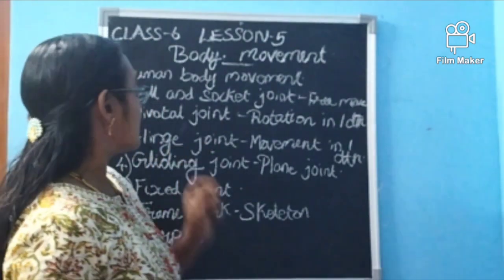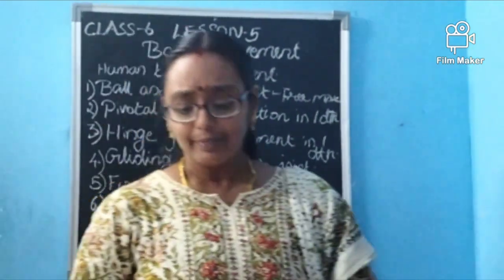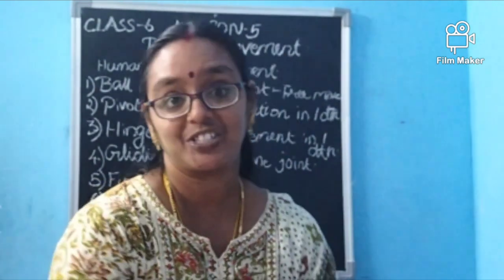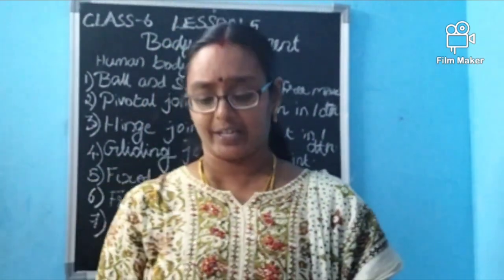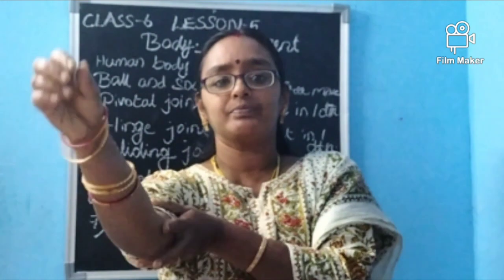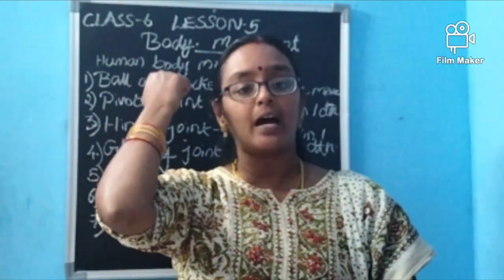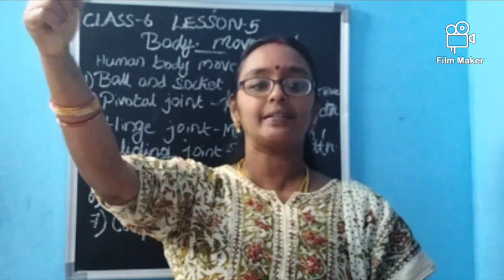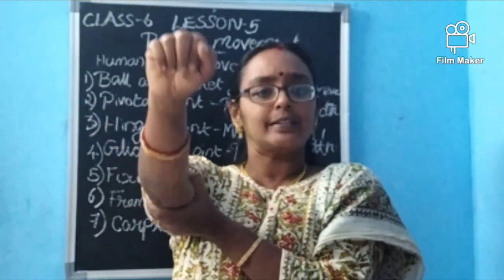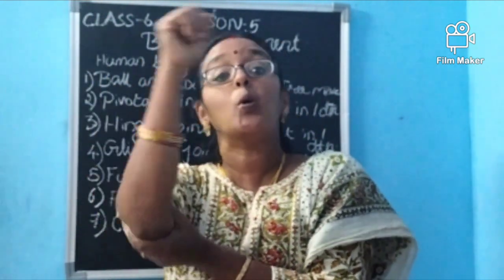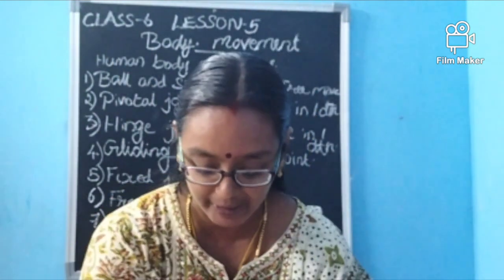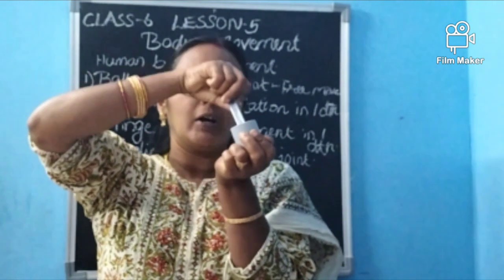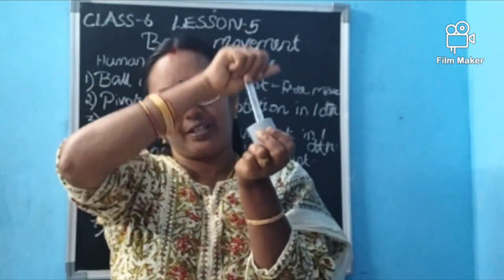And third one is hinge joint. Hinge joint means we are able to move in one direction. For example, here, we can make the hand close, open, and we can move the arm in this direction. That's all. We can move it in one direction. For example, keeping it here, we are able to move in this direction, right?